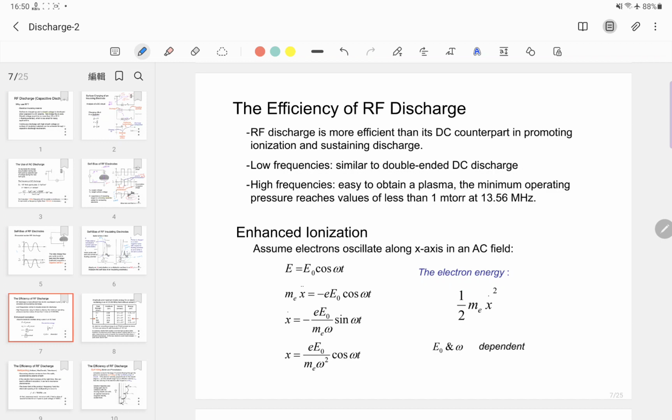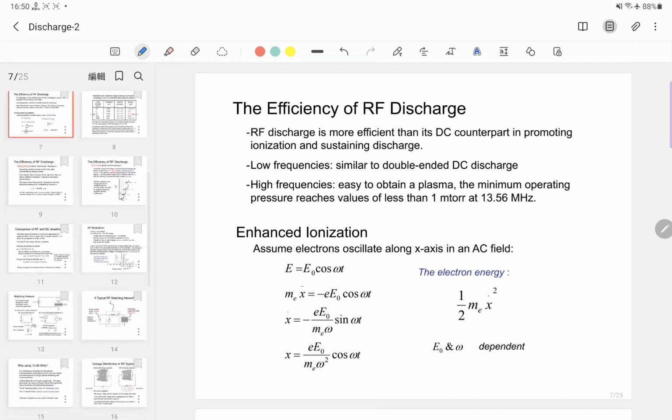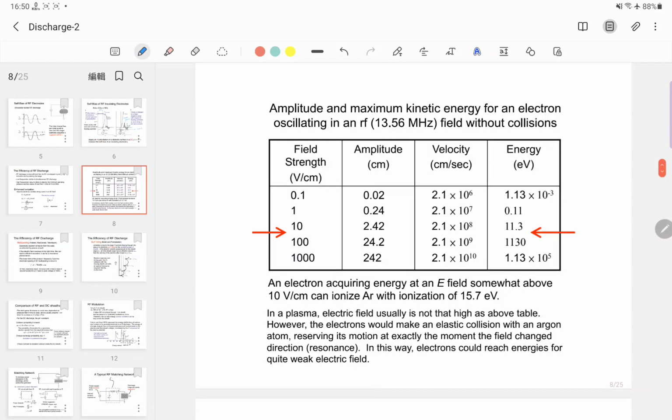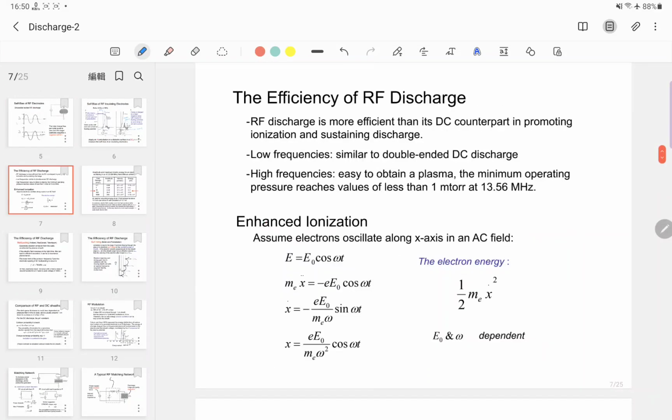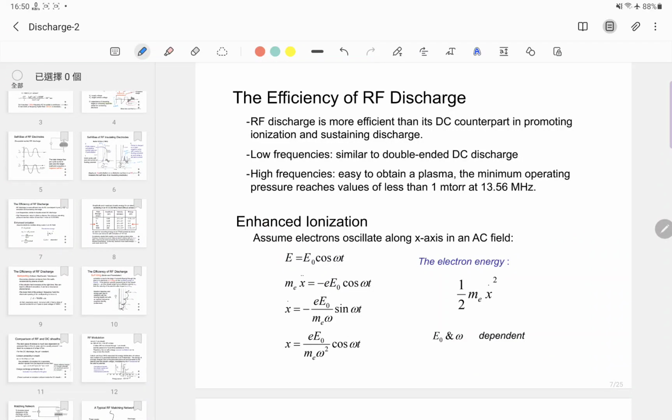If the P times D value is smaller or larger than about 1 centimeter Torr, the voltage required for the DC plasma discharge becomes very high. So it is not easy to generate a DC plasma. Okay. So if you use 1 milliTorr of gas pressure, right, from the Paschen curve, the optimized PD value is around 1 centimeter Torr.